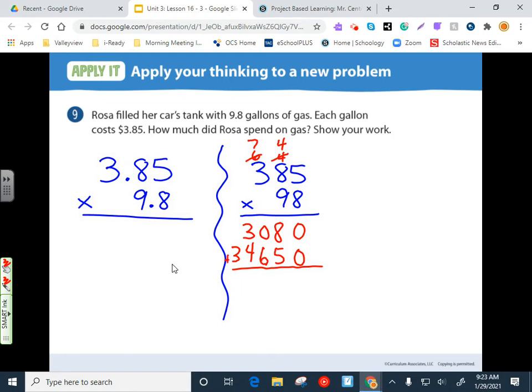So let's add them up. Got 0. 8 plus 5 is 13. 6 plus 1 is 7. 4 plus 3 is 7. 3.